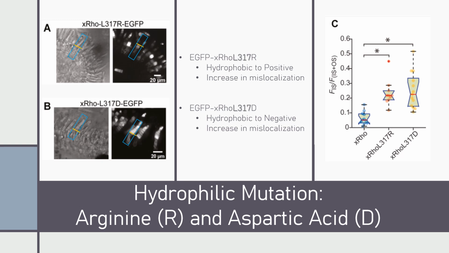Researchers replaced leucine at position 317 in X-row with arginine, a positively charged amino acid, or with aspartic acid, a negatively charged amino acid. When they did this, they noticed that changing from hydrophobic to hydrophilic residues created strong mislocalization, or incorrect transport of rhodopsin. This suggests that switching from a hydrophobic to a hydrophilic residue disrupts rhodopsin's proper transport, and that position 317 specifically is important in that. Let's take a look at the sequences and the rhodopsin structure to better understand this conclusion.